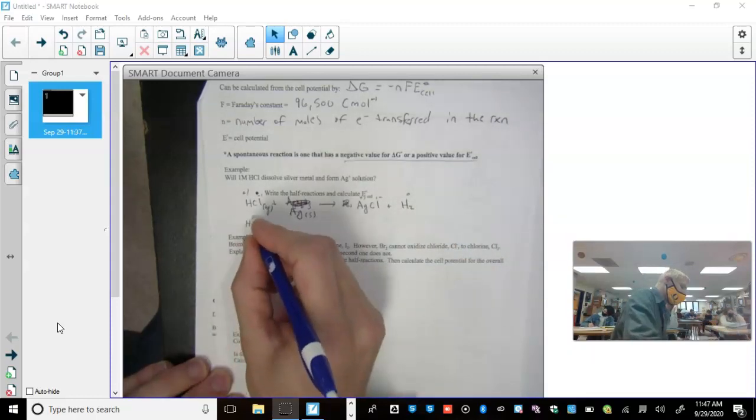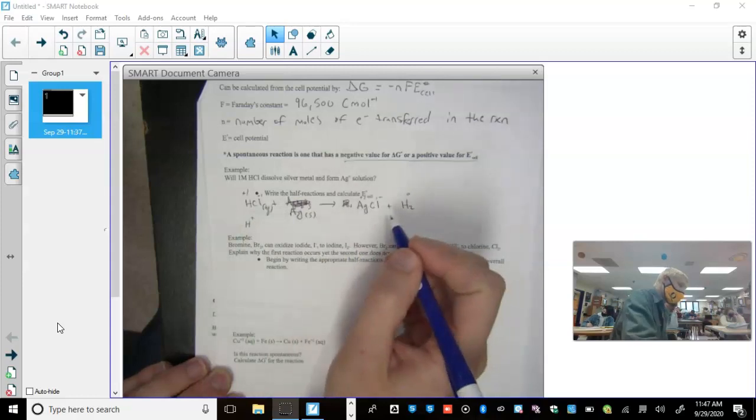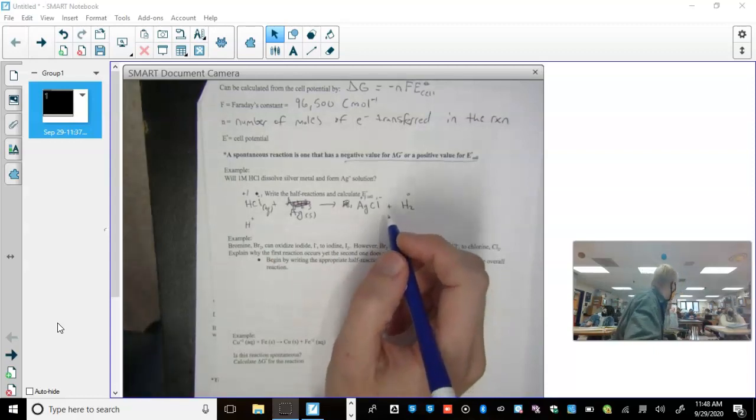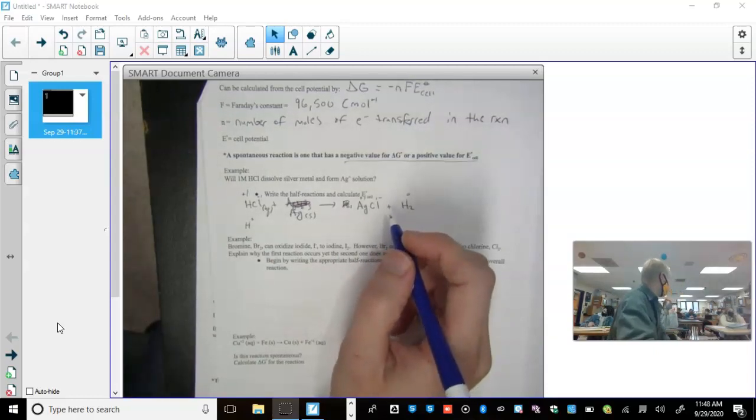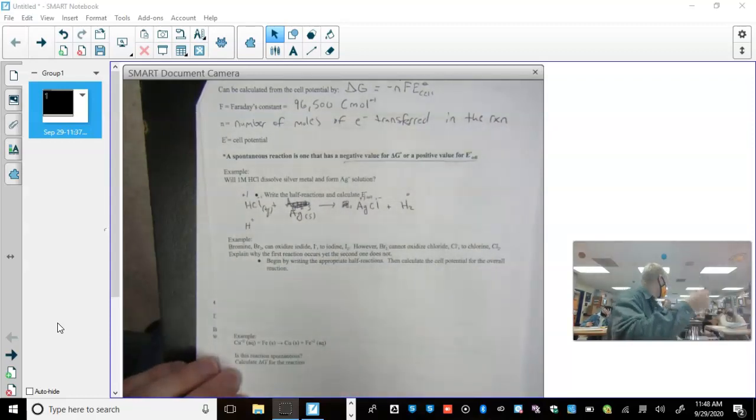Does it matter if the equation's balanced? Oh, it's not balanced right now. It'll impact it when we balance the electrons for the half reaction. So yes, it does matter. But you don't even have to write this. That's just so I don't have to visualize it in my brain.